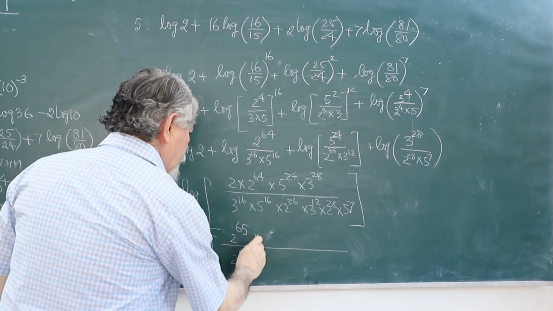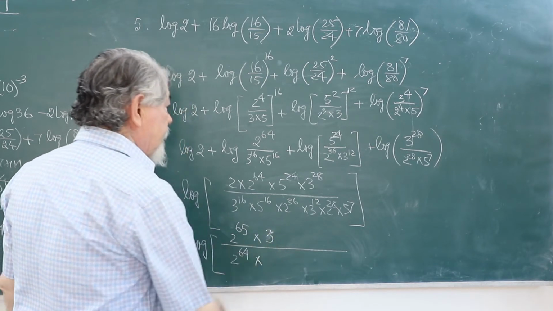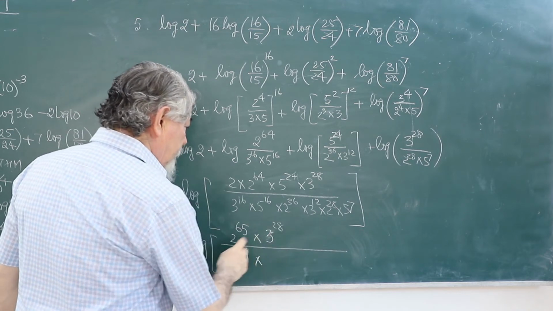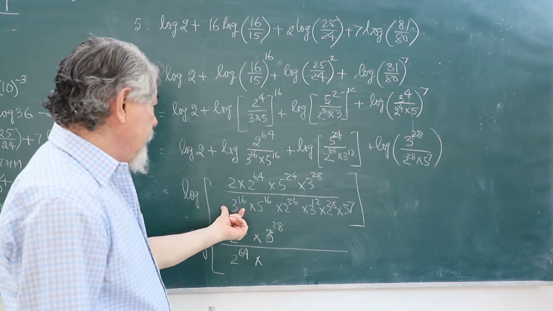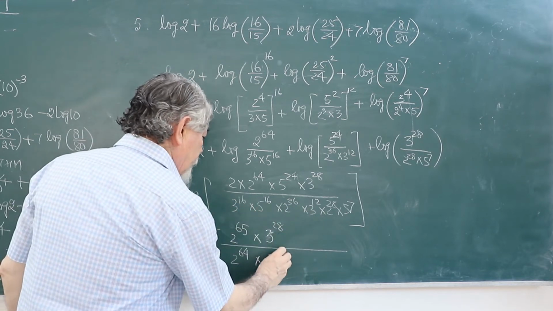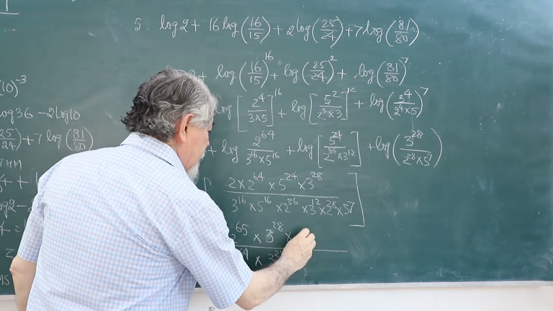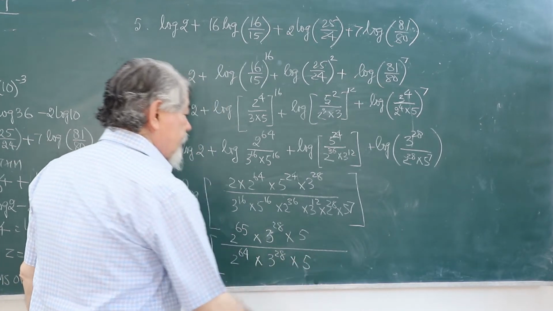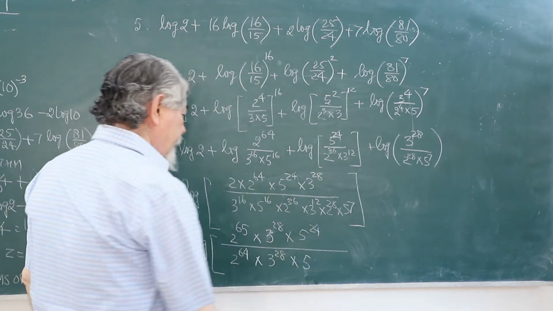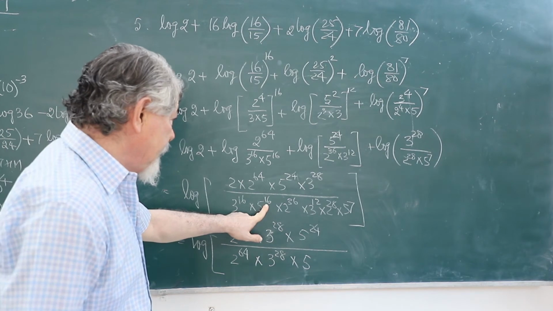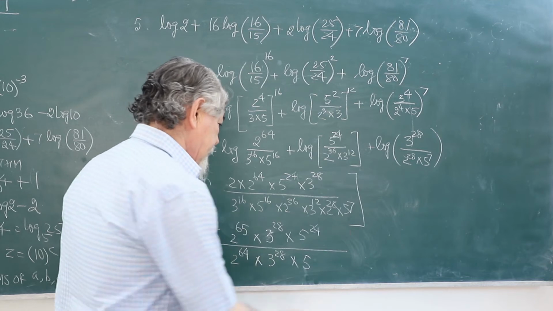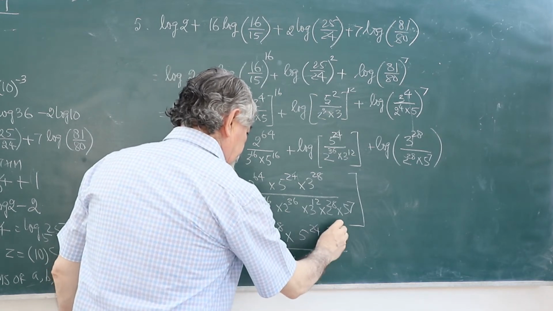Let's see what is the power of 3. 3 has got power 28 here. And what is the power of 3 in the denominator? 16 and 12. 16 and 12 is 28. So 3 has got power 28. Now let us see what is the power of 5 here. 5 has got power 24 here. And 5 has got power 16 here. And 5 has got power 7 here. 16, 7, 23. 5 to the power 23.